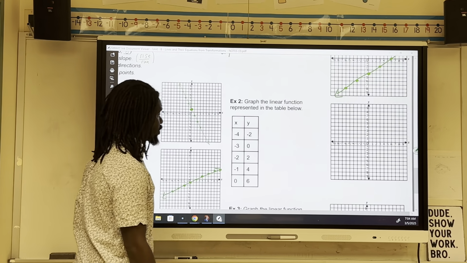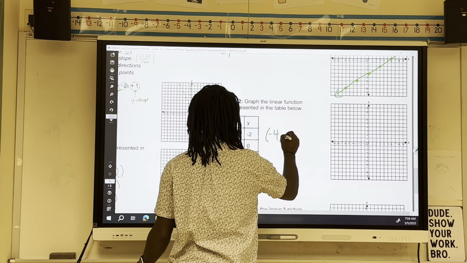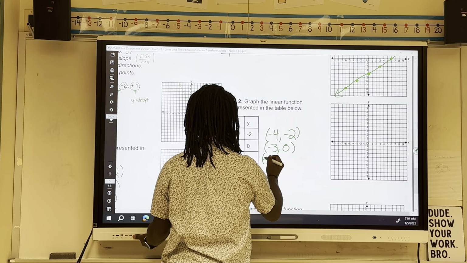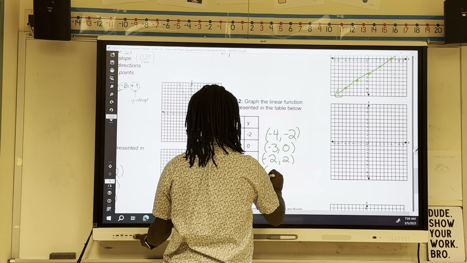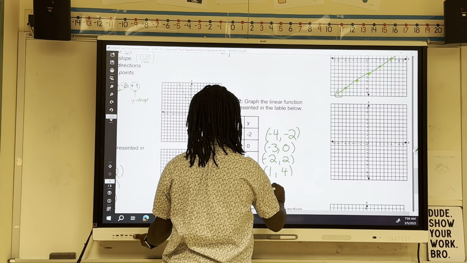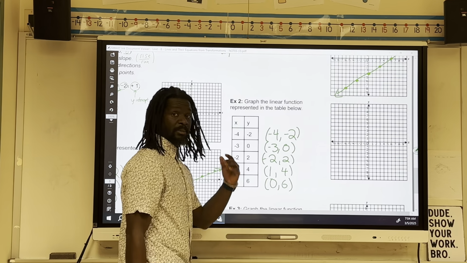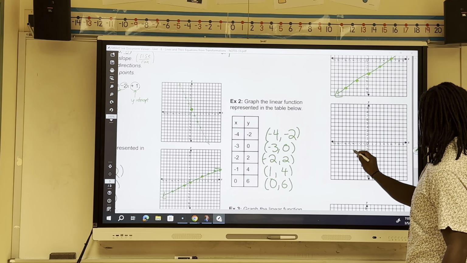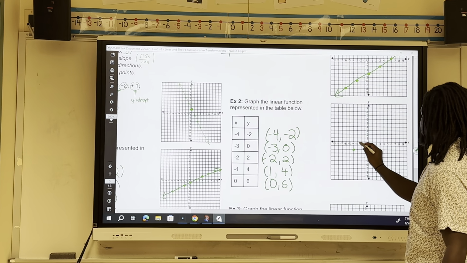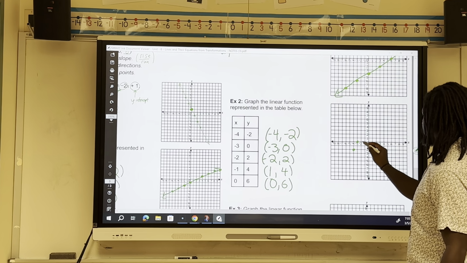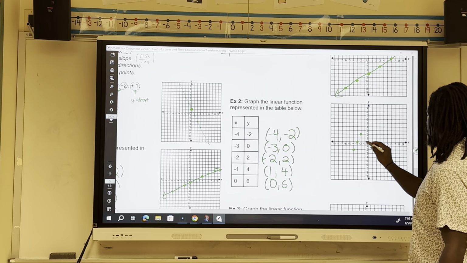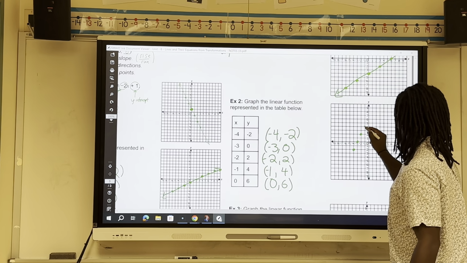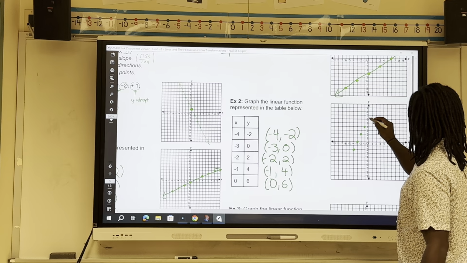For example number 2, I'm just gonna plot the points. I got negative 4, negative 2, then I got negative 3, 0, and I got negative 2, 2, 1, 4, and then 0, 6. Okay, and I'm just gonna graph those points. So negative 4, negative 2, then negative 3, 0, then negative 2, positive 2, then negative 1, sorry, that should have been negative 1, negative 1, 4, and then 0, 6, okay?